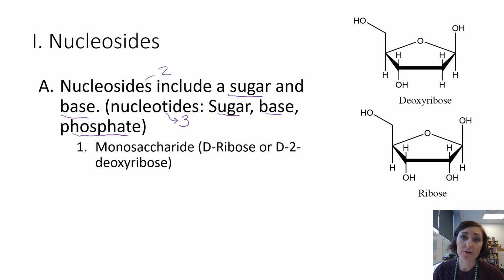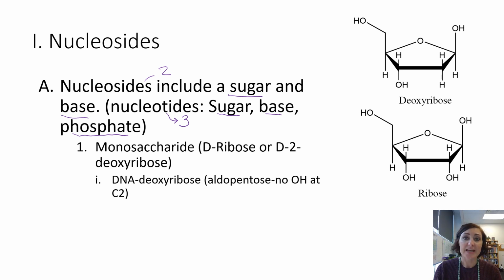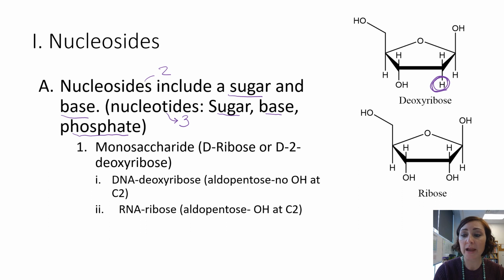So your monosaccharide can either be D-ribose or it can be D-2-deoxyribose. And so the difference is whether you're dealing with DNA or RNA. In DNA, you have a deoxyribose, meaning carbon 2 is missing its hydroxyl group. It doesn't have that oxygen on the second carbon. Whereas ribose does have that hydroxyl group on carbon number 2. Both of these are aldopentoses.